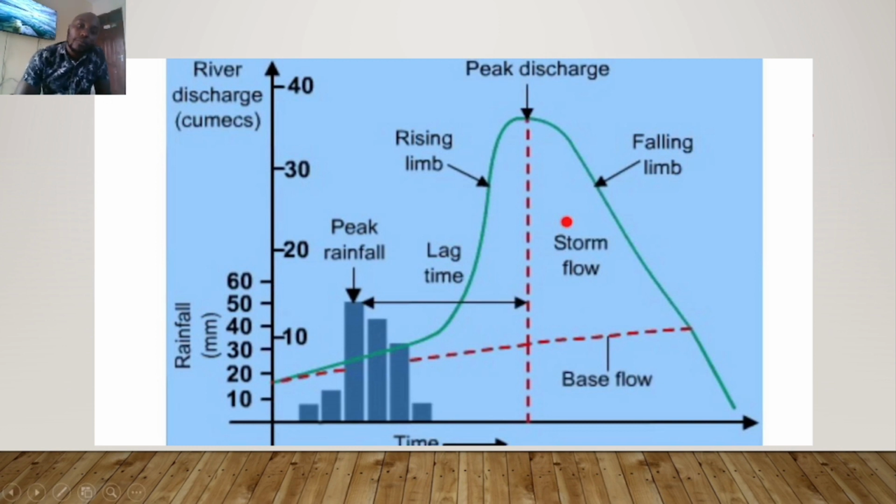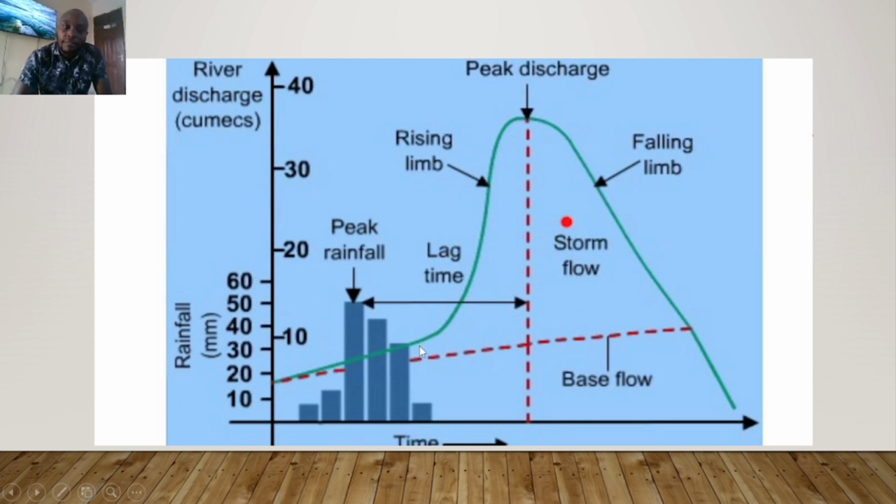Okay, these are storm hydrographs, because we are looking at a river regime, but now in response to a storm event, right? That's what we call a storm hydrograph. Now look at this. We are having rainfall here because we are talking about rainfall.